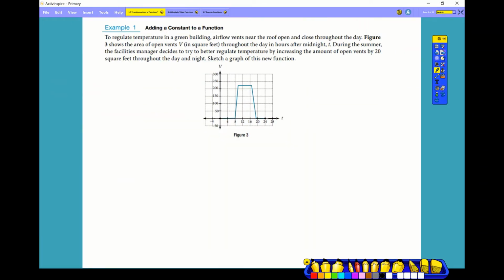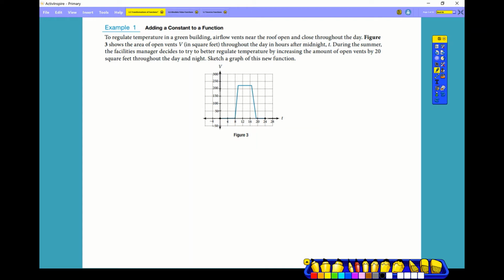And we should have an example. To regulate temperature in a green building, that means a certified building that doesn't leave much of a carbon footprint, airflow vents near the roof open and close throughout the day to let air in and out. This graph shows the area of open vents throughout the day in hours after midnight. During the summer, the facilities manager decides that he wants to better regulate the temperature, so he's going to increase the amount of open vents by 20 square feet throughout the day and the night.